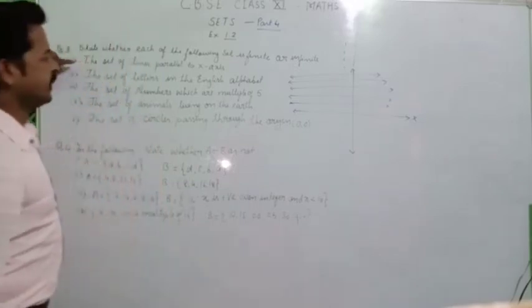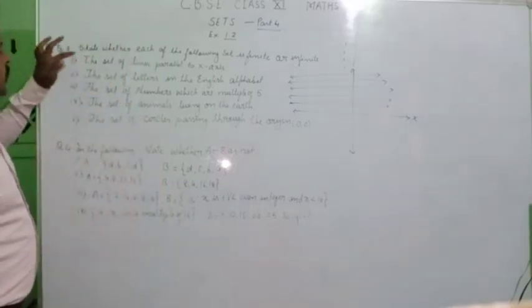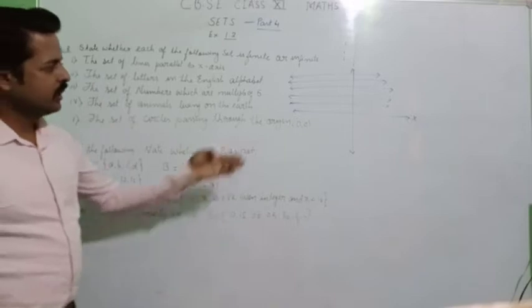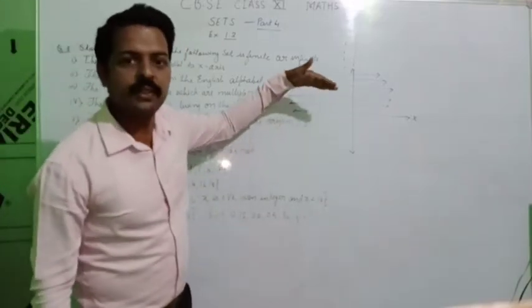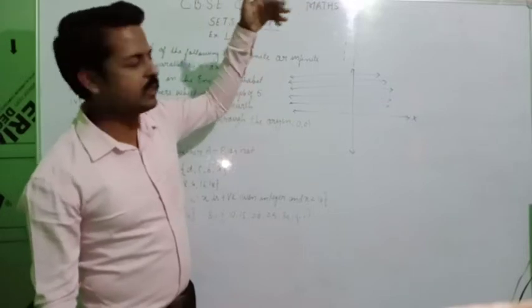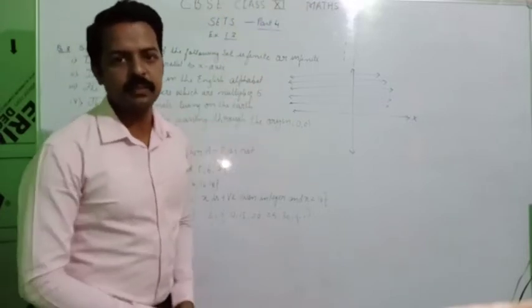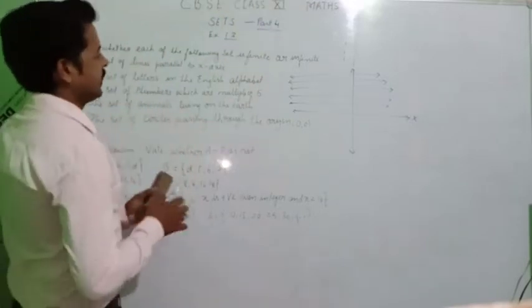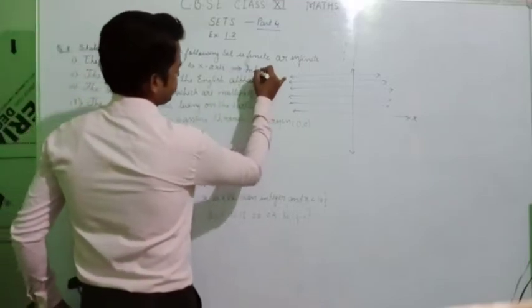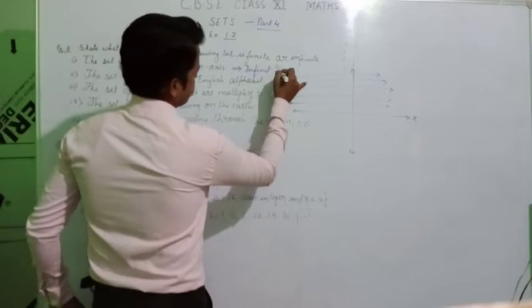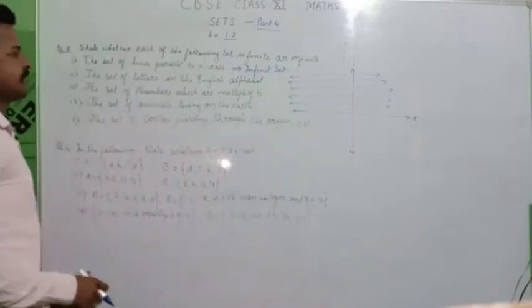So this set is what? Infinite set. What is the question? The set of lines parallel to x axis. You can see clearly these all lines are parallel to x axis, and so we can draw such an infinite number of lines. We cannot count them, we can make so many lines here. Therefore it is an example of infinite set. So we will write here, infinite set. I hope you understood. Now let's see the second question.